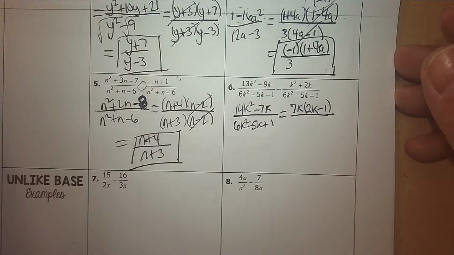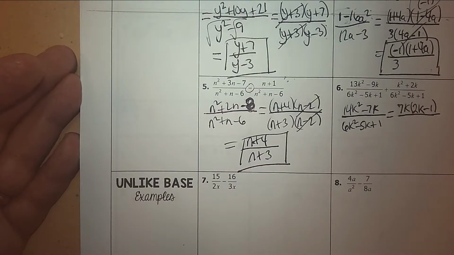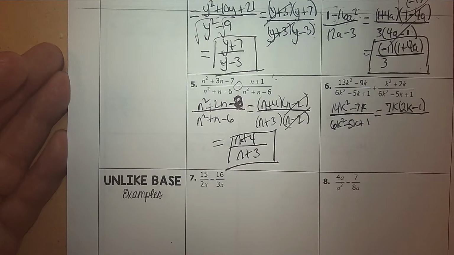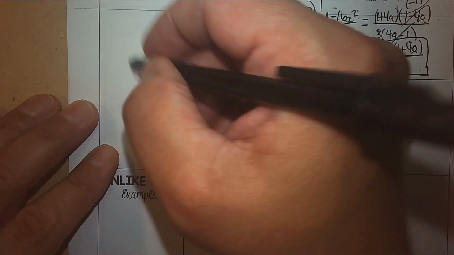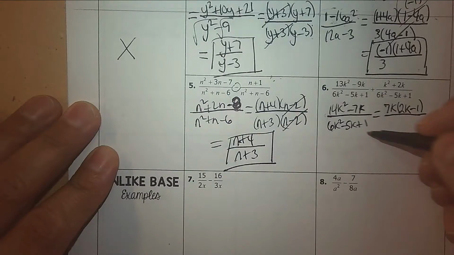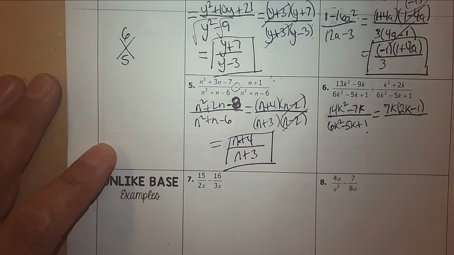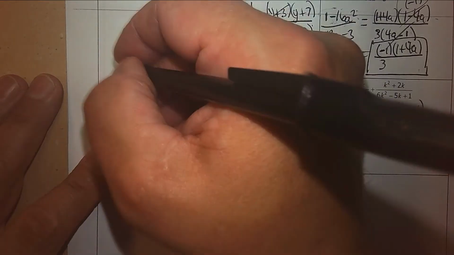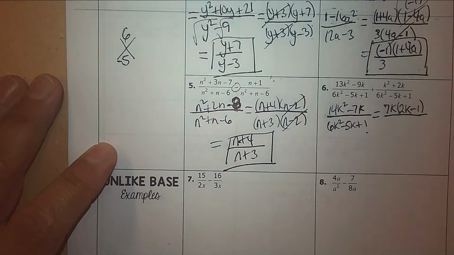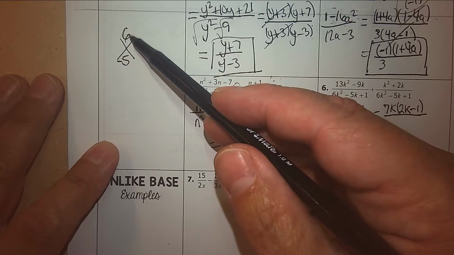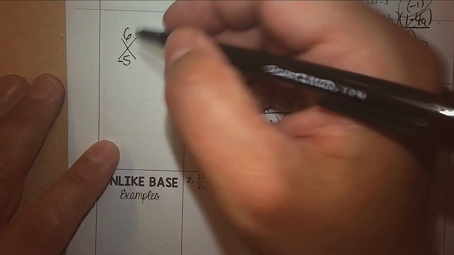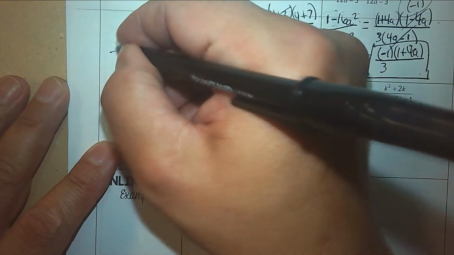Now, the denominator, I'm going to do this on the side. So in the margin, I'm going to do the denominator. So I have 6 times 1, which is 6. And I have negative 5. So what two numbers multiply to 6 and add to negative 5? So because 6 is positive, you're adding.